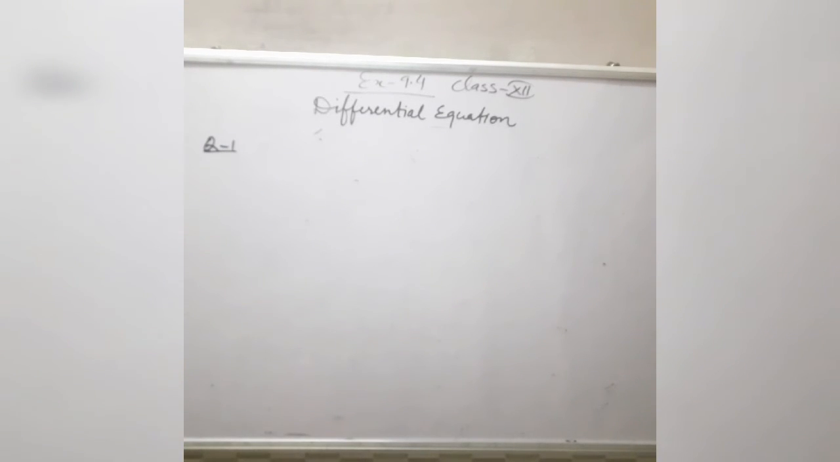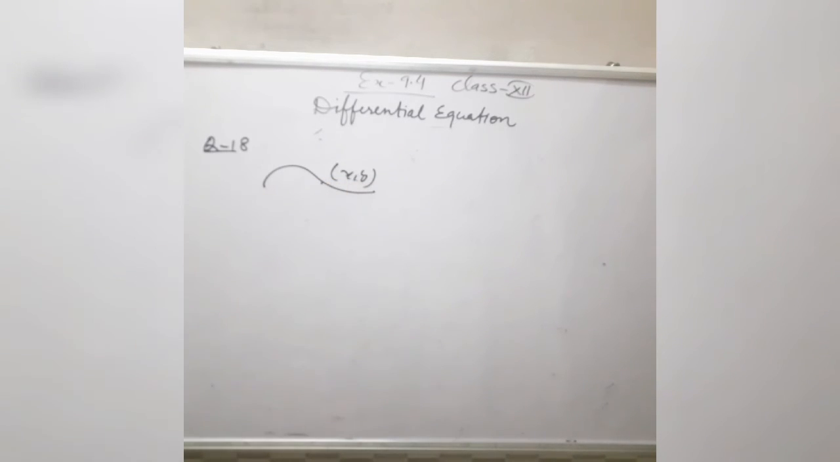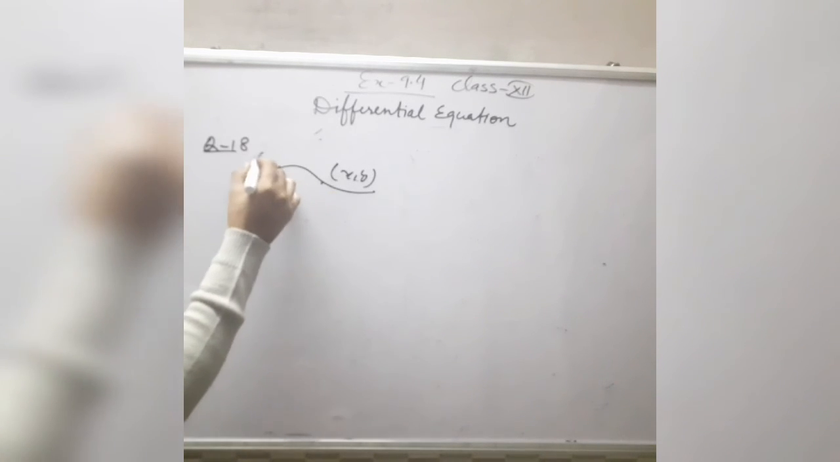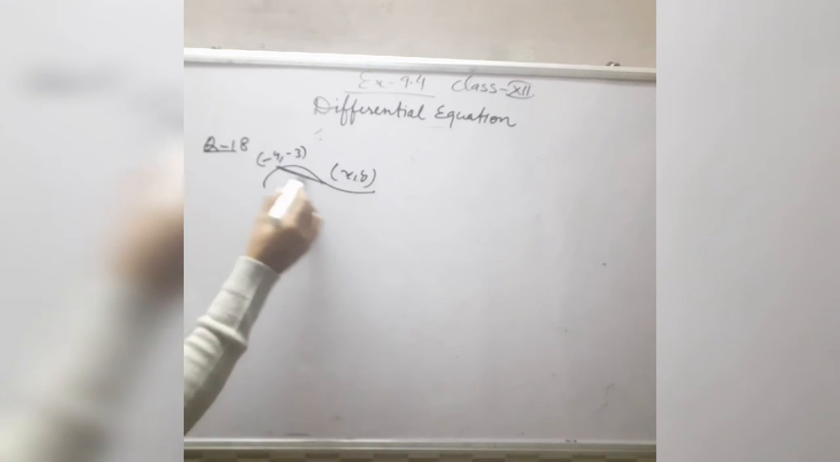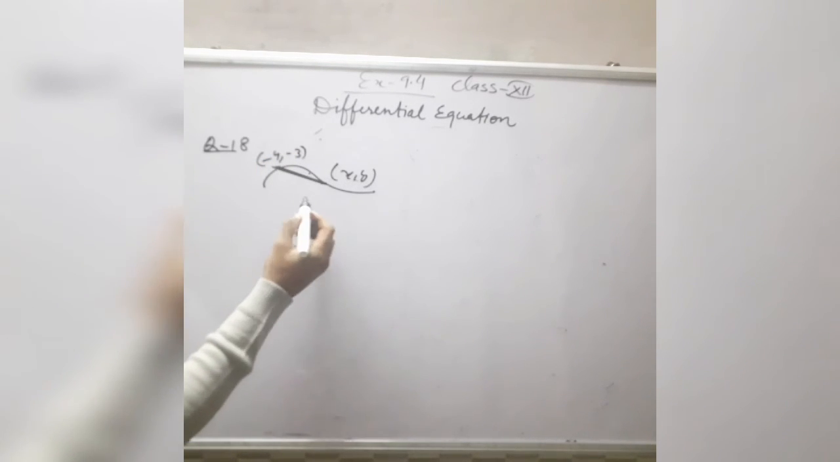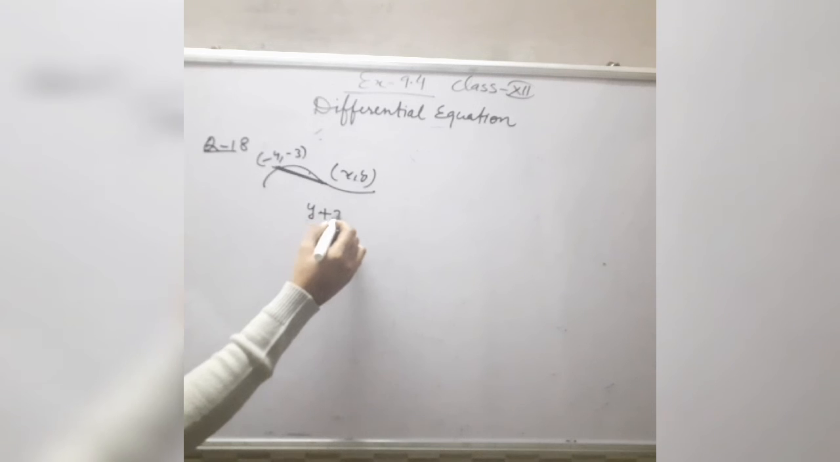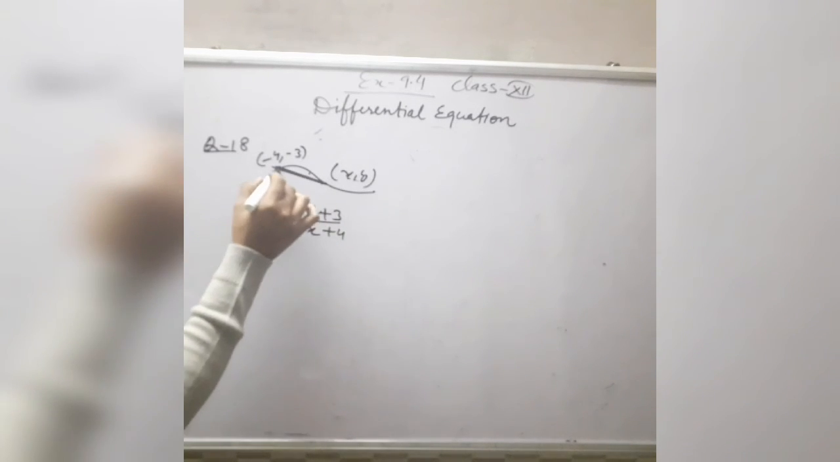In question 18, at any point x, y on the curve, the slope of the tangent is twice the slope of the line segment joining the point of contact to another point, minus 4, minus 3. If you join these 2 points, what will be the slope of this line? The slope of any line is y2 minus y1 by x2 minus x1. So you will get the slope as y2 minus y1, meaning y plus 3, divided by x2 minus x1, meaning x plus 4. This is the value of the slope.